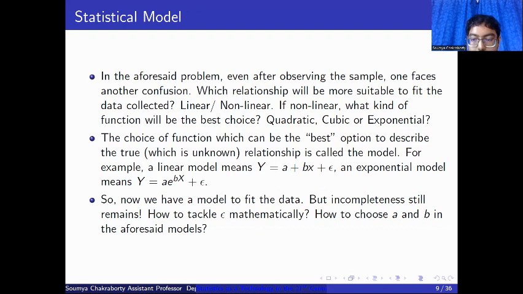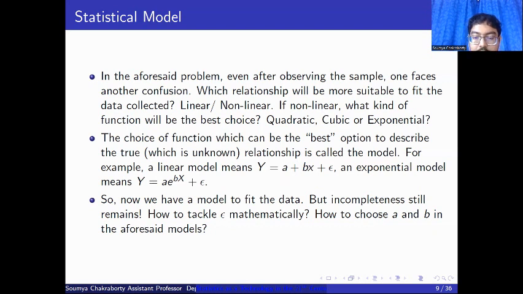So technically, the best option to describe the true relationship between height and weight, that is the independent variable and the dependent variable. Here, height is the independent variable because we cannot control it, but based on height, the weight can be controlled. It cannot fluctuate infinitely. So this is called model. So we have data or sample or sampling units. Then we have model which will fit the data to extract information about that.